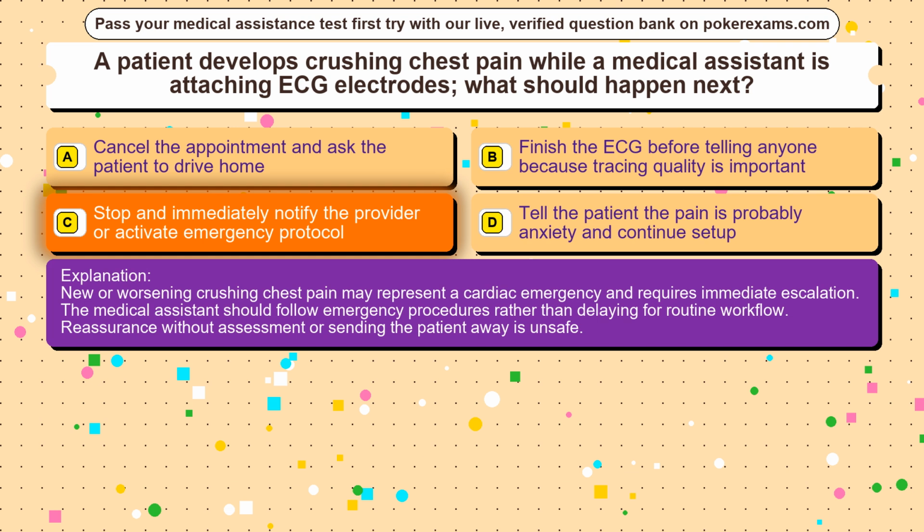New or worsening crushing chest pain may represent a cardiac emergency and requires immediate escalation. The medical assistant should follow emergency procedures rather than delaying for routine workflow. Reassurance without assessment or sending the patient away is unsafe.